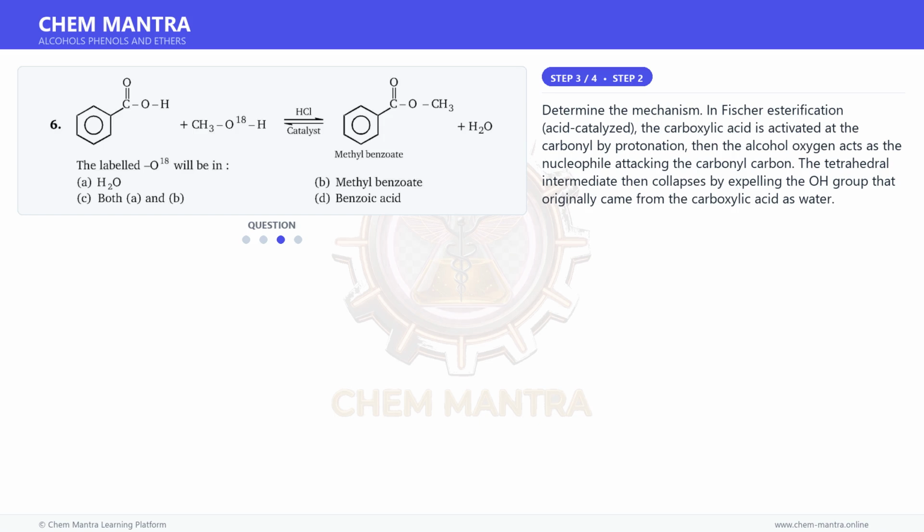Moving on to the next step. Determine the mechanism. In Fischer esterification, acid-catalyzed, the carboxylic acid is activated at the carbonyl by protonation, then the alcohol oxygen acts as the nucleophile attacking the carbonyl carbon. The tetrahedral intermediate then collapses by expelling the OH group that originally came from the carboxylic acid as water.